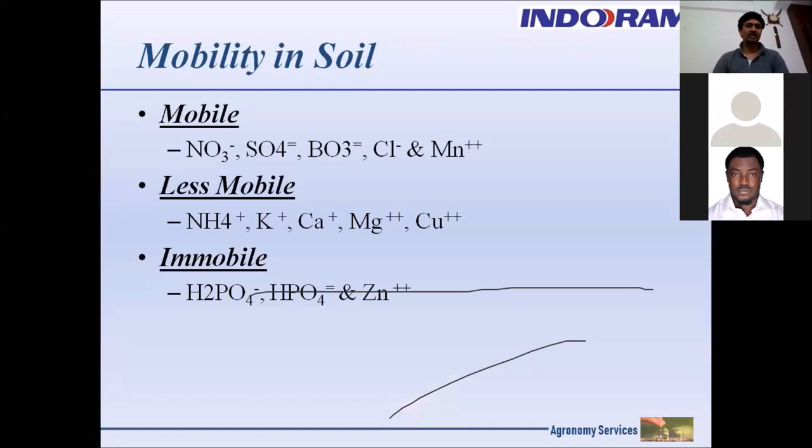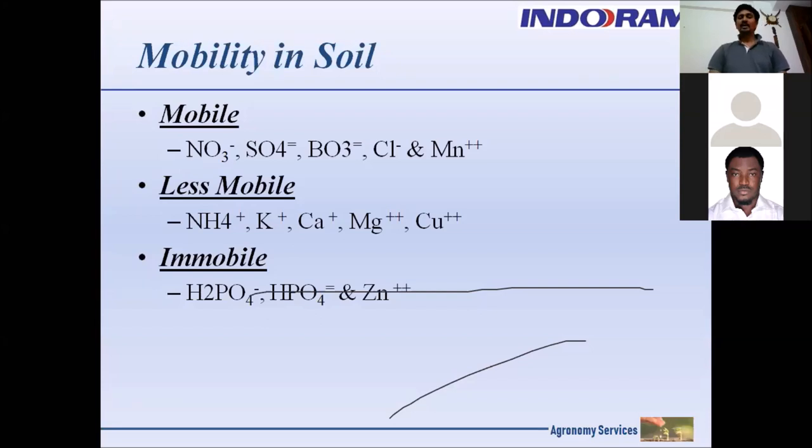Let's move to the next classification: mobility in soil. I'll come at it a different way. How are these nutrients absorbed by the plant? They are absorbed by the plant root. So there are two options: either the root should go to that particular nutrient, or the nutrient should move to the root. In most cases, with active and passive absorption, the nutrient moves towards the root, because the nutrient is available in the form of a solution, and it moves based on concentration, always from higher concentration to lower concentration, and based on that the roots absorb these nutrients.